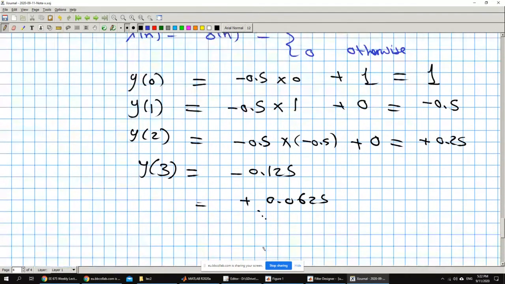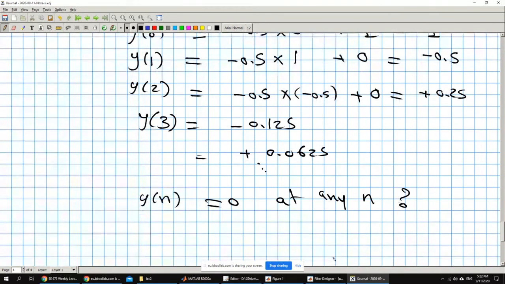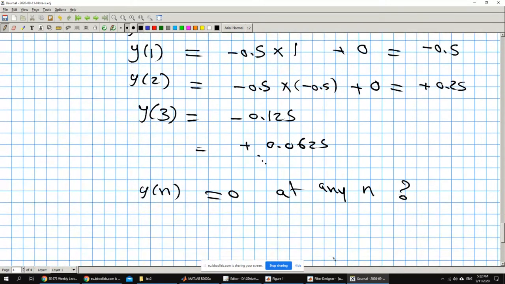You see, will y of n be equal to 0 at any n? Think about it. You have a number that is non-zero. Each time you divide it by 2. Will it ever be 0? Actually, no, because it's a real number. You're going to keep dividing, and it's never going to be 0. It's going to be very small. Definitely very small. Already 1/4 is very small, but actually, it's never going to be 0.